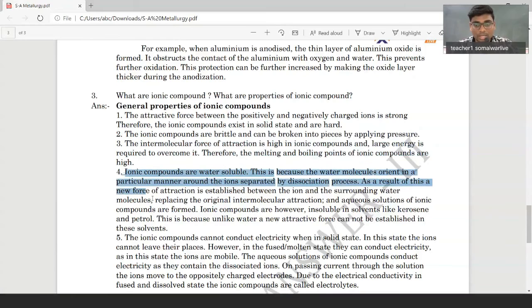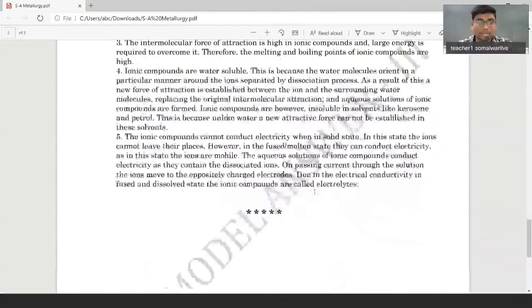They are water soluble because water molecules orient in a particular manner around the ions separated by the dissociation process. As a result, in this process, attraction is established between the ions and the surrounding water. Ionic compounds cannot conduct electricity when they are in the solid state, but in the molten state, they can conduct electricity.